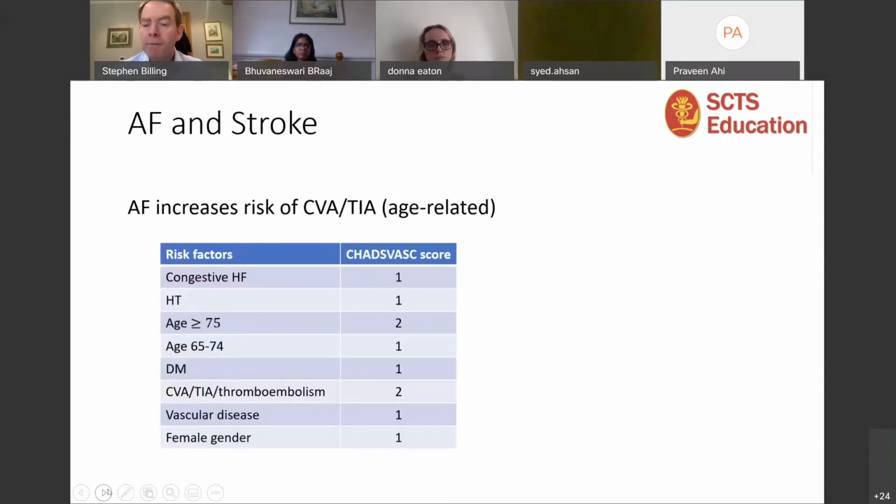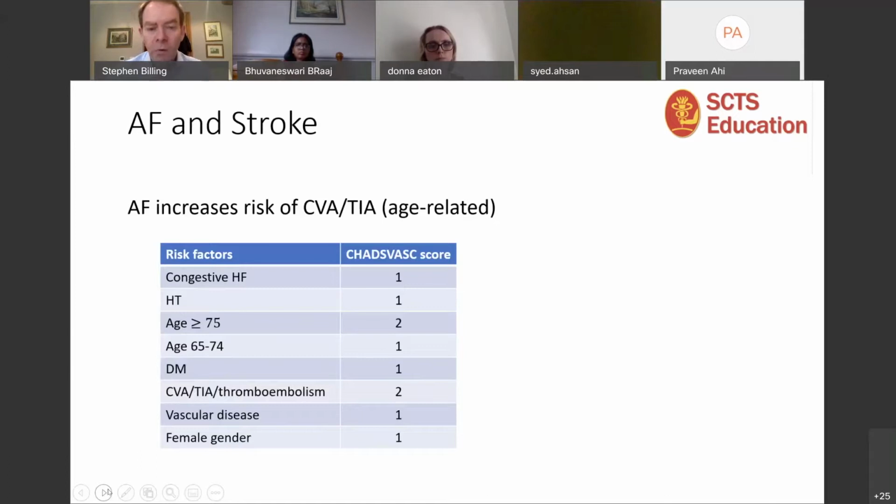Of course, the primary concern for many people with AF is the stroke risk, and we know that there is a substantial risk of stroke, and we use the CHADS-VASc score to try to quantify that risk. And this table shows the scoring system for CHADS-VASc.